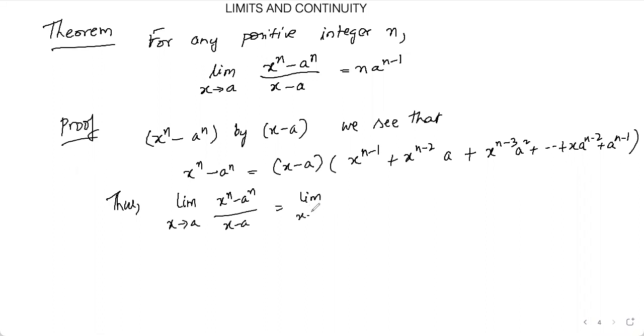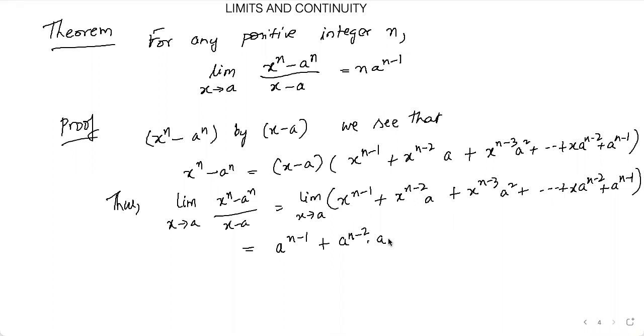Again, limit x tends to a, x to the power of n minus 1, plus x to the power of n minus 2 into a, plus x to the power of n minus 3 a square, and so on, plus x a to the power of n minus 2 plus a to the power of n minus 1. Now let us substitute x as a.